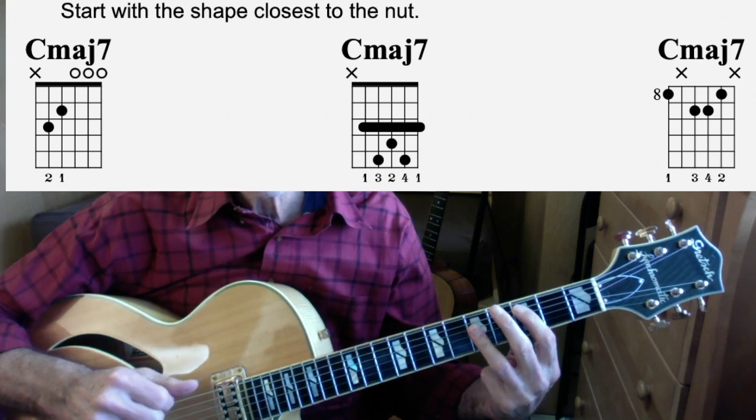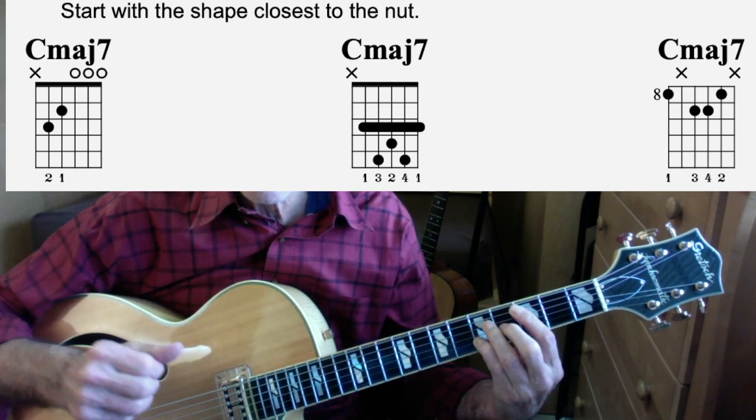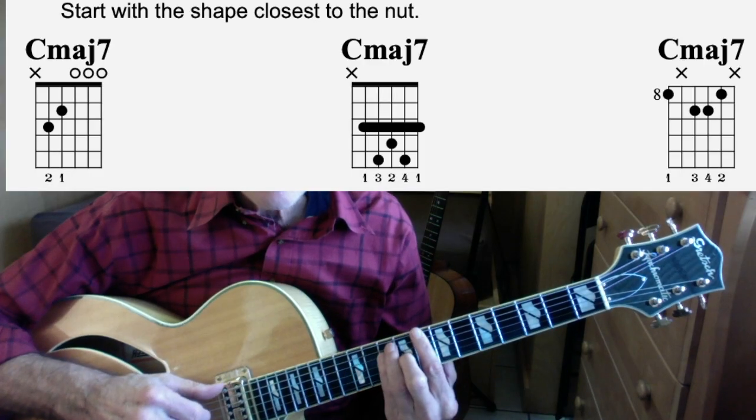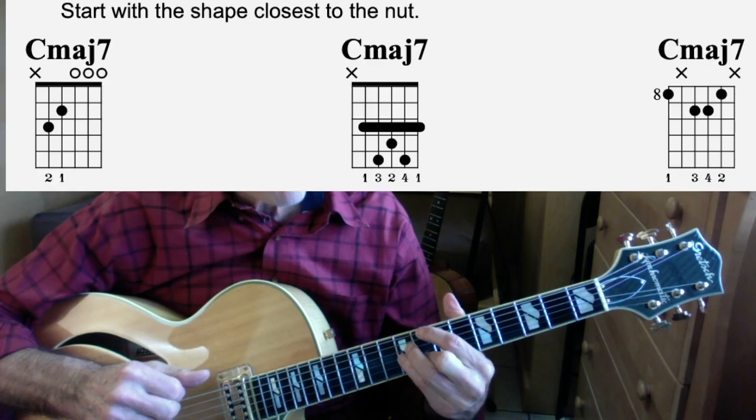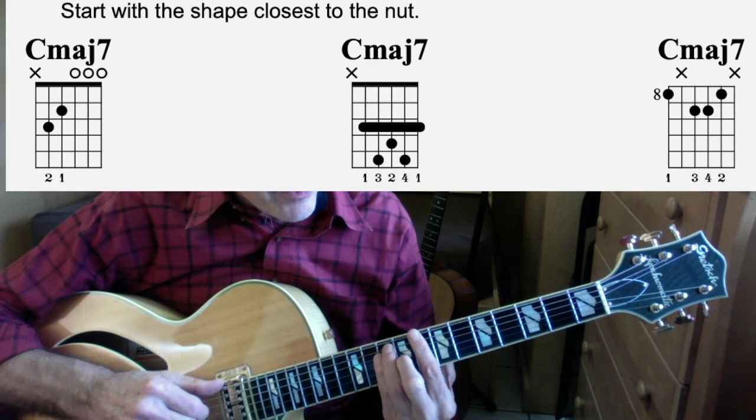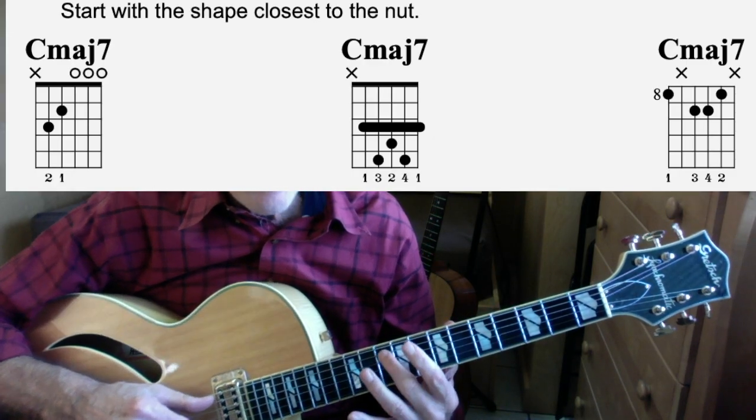C, C major 7. This one is a little more awkward because you're not just bringing down one note, but you're doing away with the note on the 5th string.